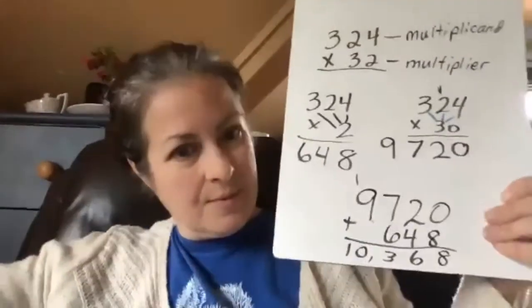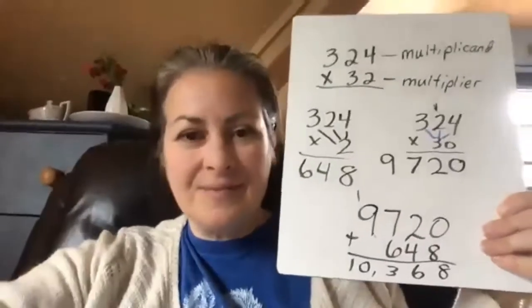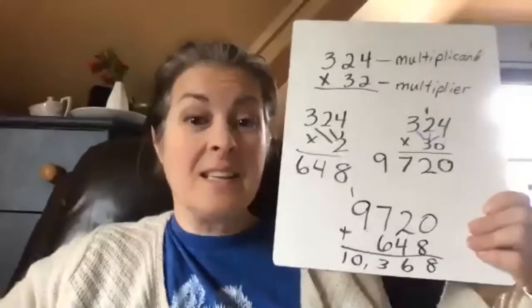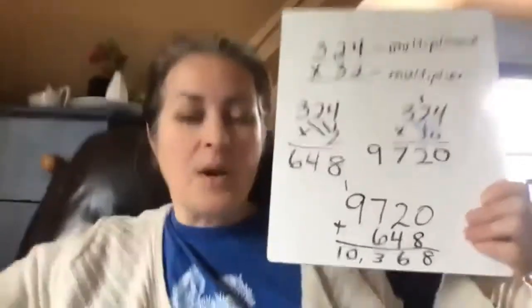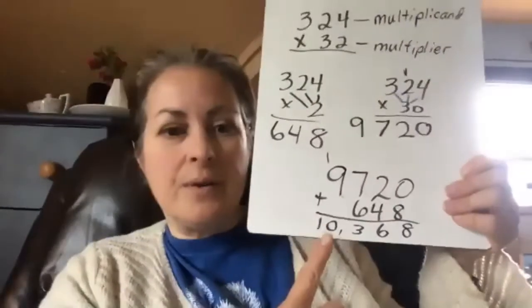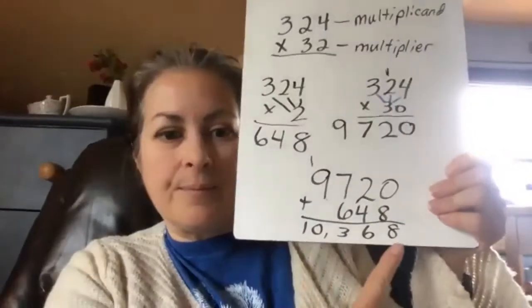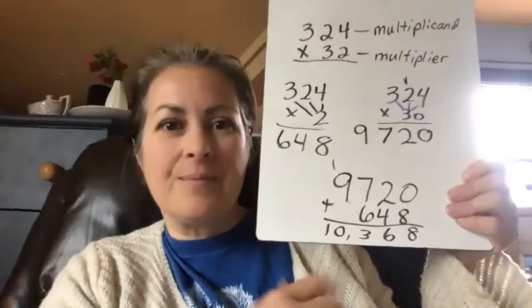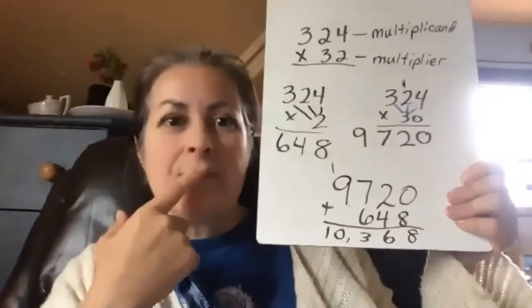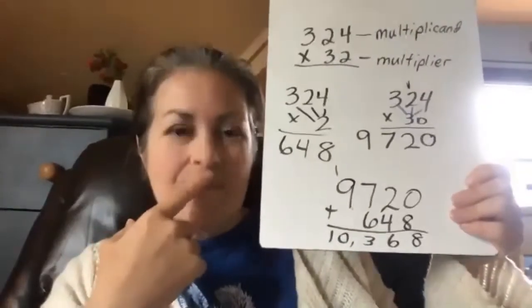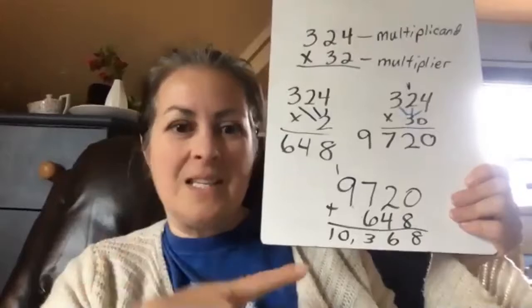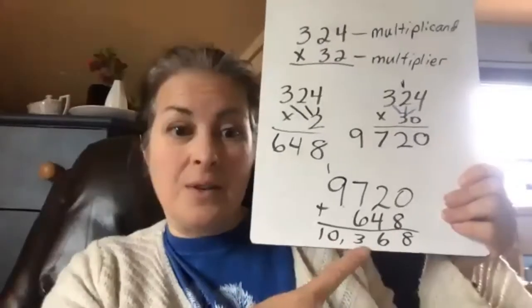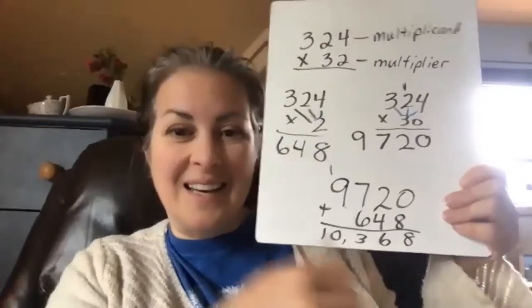10,368 is what I got, which is exactly what you got. Okay, who can say this number out loud? Who can read it for me? Calculator says I'm right. 10,368. Fantastic.